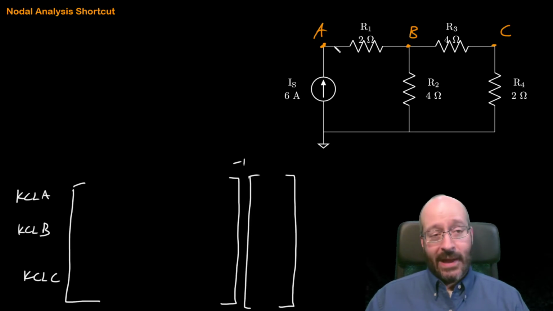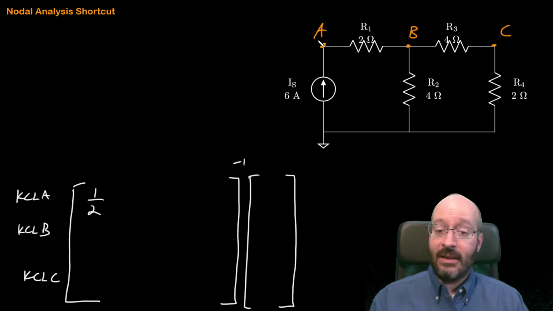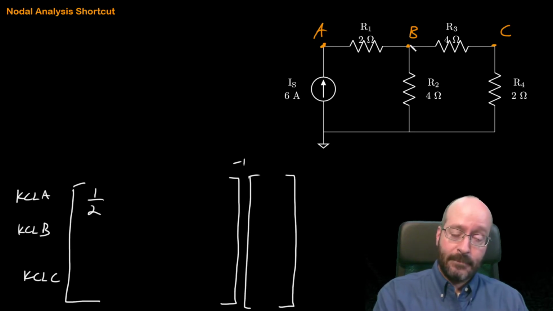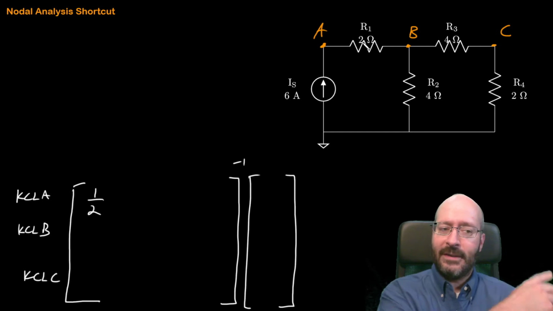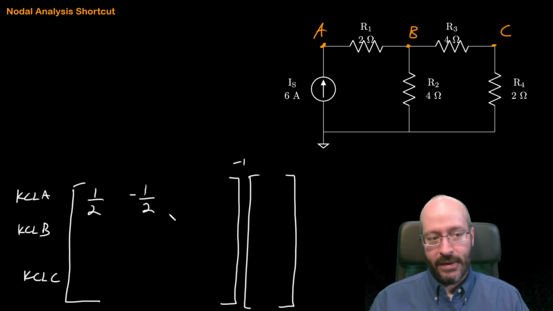The way I do this is I look at node A. I'm writing a KCL for A, and I ask, what is connected to node A? What resistors are connected to node A? I see that this 2 ohm is over here, so it's going to be positive 1/2. When I move to the B column, I ask what is connected to A that's also connected to B. It's also this 2 ohm, but I'm writing it for A while working in the B column, so it's going to be negative. So I get negative 1/2.